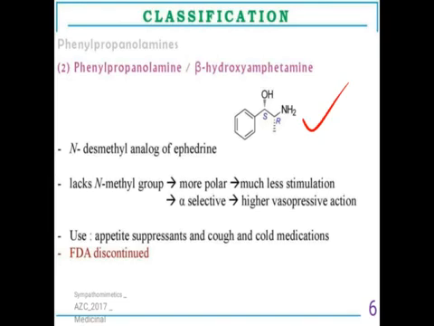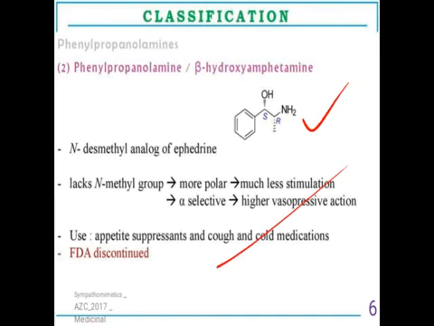So they become more polar, with much less CNS stimulation. They become alpha selective and have higher vasopressor activity as compared to ephedrine. Generally, they are used as appetite suppressants and in cough and cold medication. Still, this drug has been discontinued from use by the US FDA.